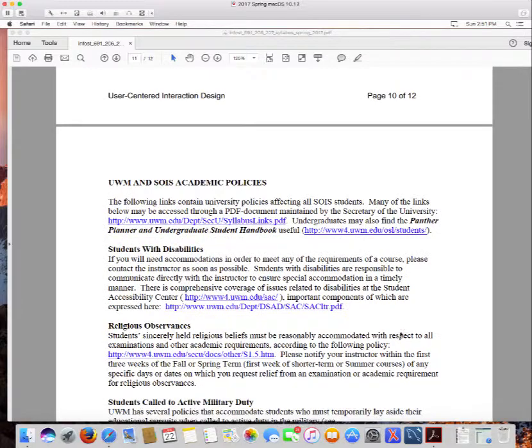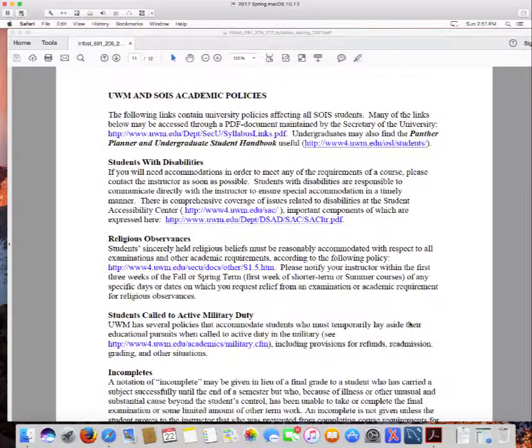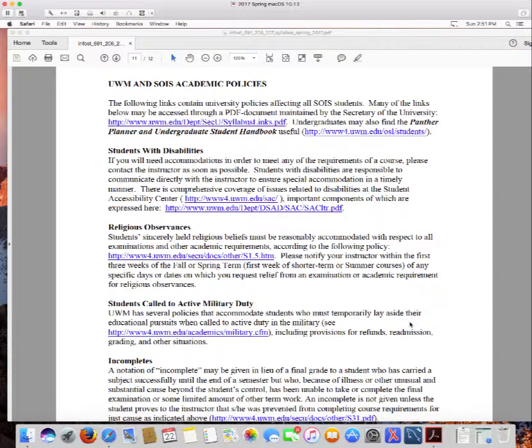And last but certainly not least is a list of UWM and SOAS academic policies. And these are, on one hand, kind of ordinary because they're boilerplate. These are the things that show up on every syllabus, or at least they should, that we have in the department. And so you may have read them before, okay? Make sure you check through to see if anything has changed. So on one hand, they're boilerplate, they're kind of ordinary. On the other hand, these considerations are like uber important, okay?